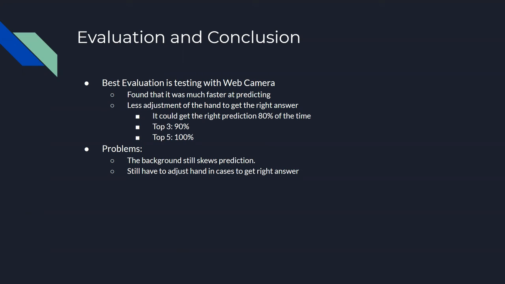But there are still problems with this. We were hoping to fix the background part by inverting the image, and the background still does skew the prediction, but it's not nearly as atrocious as it was before. And we still have to adjust the hand in the image because of that to get the right answer.